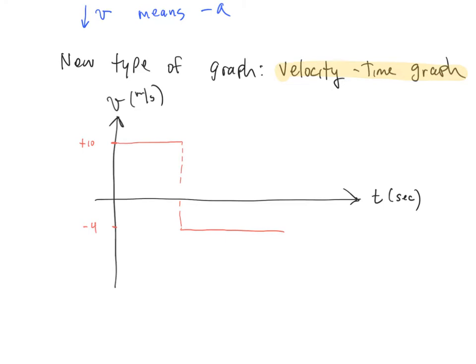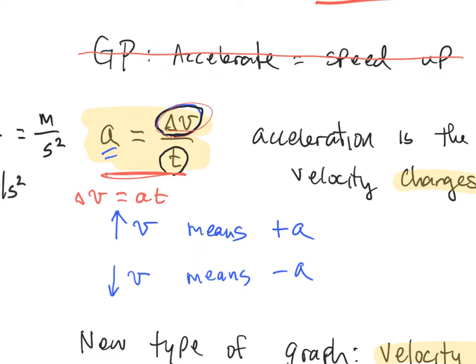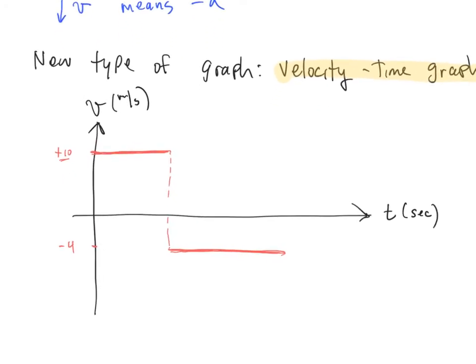Now, why am I emphasizing the 0 slope? Because the velocity isn't changing, so as time goes on here, the slope has to be 0 because the velocity is remaining at 10. And down here, same thing, the velocity is remaining at negative 4, so the slope has to be 0 because there's no change in velocity, right? Going back to this equation, if the delta v is 0, then the acceleration is also 0. And it's worth noting right away that the slope on a velocity time graph is equal to the acceleration.